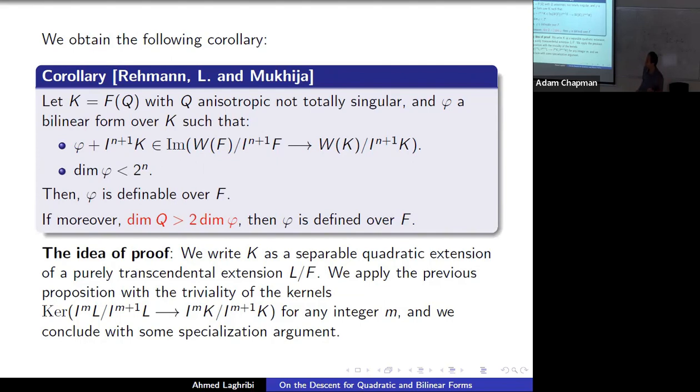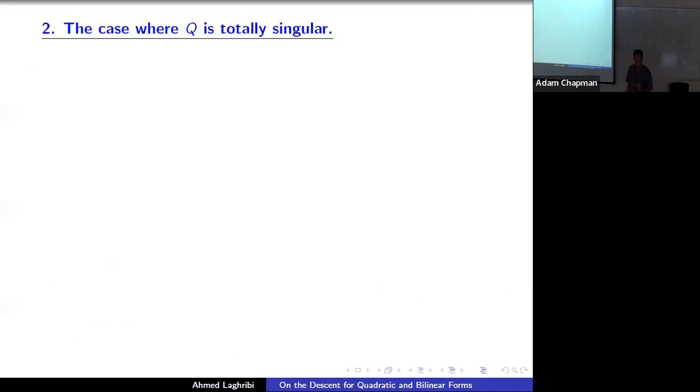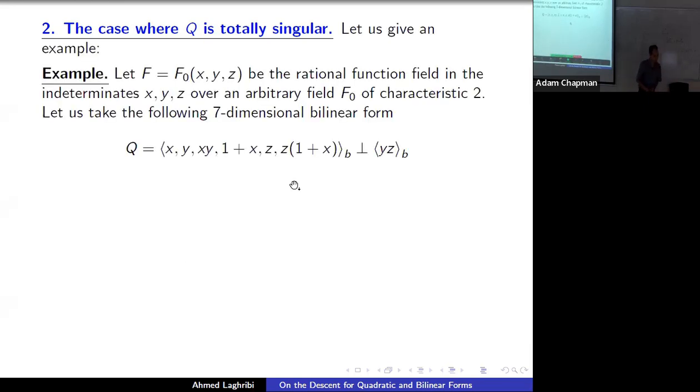So now the hard case, when Q is totally singular. This is the second part and the last part. So before I study in detail this case, I give an example. F0 is an arbitrary field of characteristic 2, and F is F0(x, y, z). Okay, x, y, z are indeterminates over F.